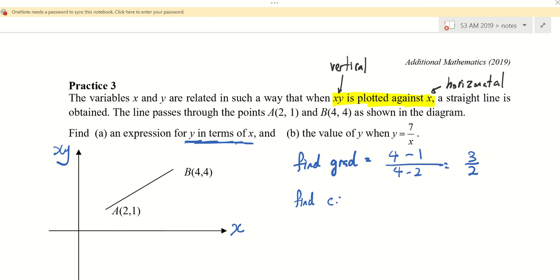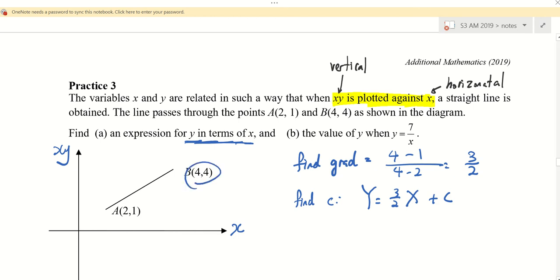Do you follow the big Y? So you must write big Y equals to 3 over 2 big X plus C. So I want to write down big Y equals to 3 over 2 big X plus C. So Gerald says sub in a point. So Gerald, what point do you sub in? Which point? 4, 4. Okay.